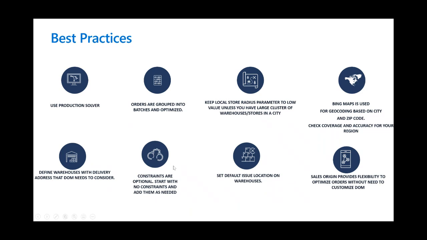When you are implementing DOM, for constraints you can start with soft constraints, and then as per the business need, you can go for hard constraints. But the recommendation is to start with soft constraints. Always define a default issue location on the warehouses. If you're using advanced warehouse, things will be different, in the sense of how the order is processed for fulfillment through wave processing. But from the setup perspective, define this default issue location. And lastly, make good use of sales origin. This is where you may use some of your customizations to fulfill the business need.